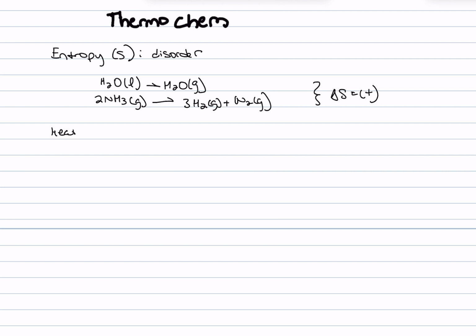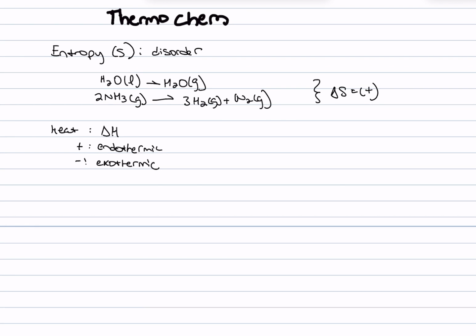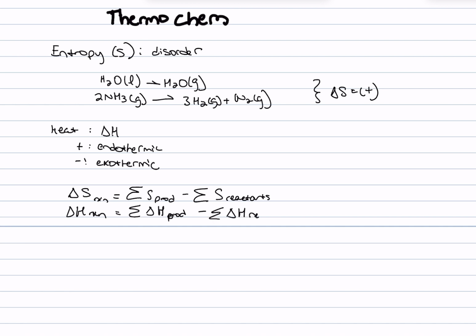Next is delta H, which is change in enthalpy, which is based in heat. And so if it's positive, that means an input is necessary into the reaction, and if it's negative, that means there's an output and it's excreted. And in terms of the values, the delta S of the reaction is equal to the sum of the S's for the products minus the sum of S for the reactants. And similarly, delta H of the reaction is the sum of the delta H's of the products minus the sum of the delta H's of the reactants.